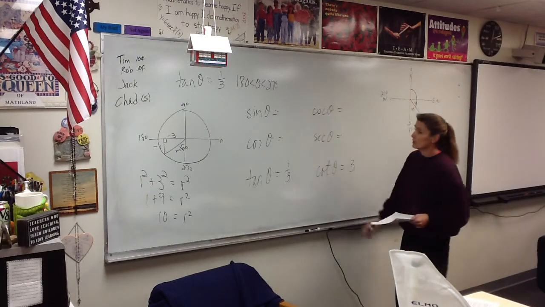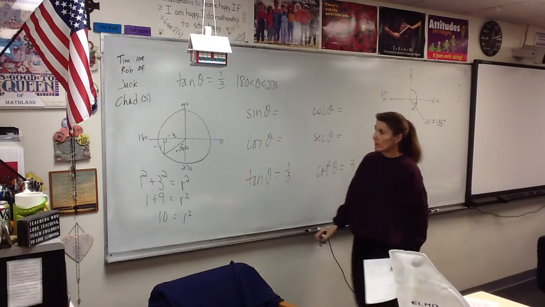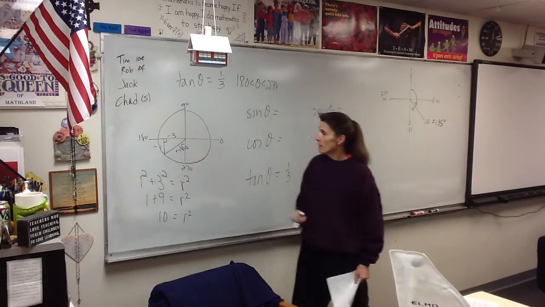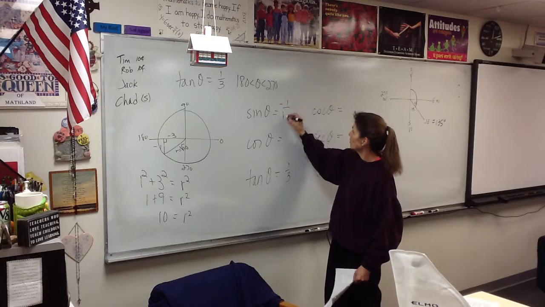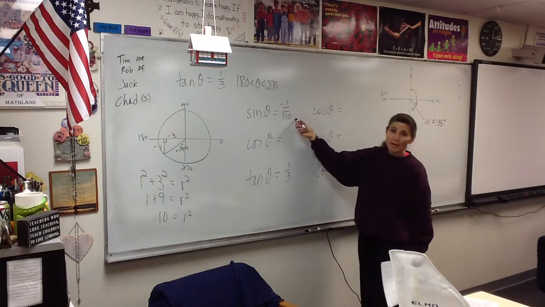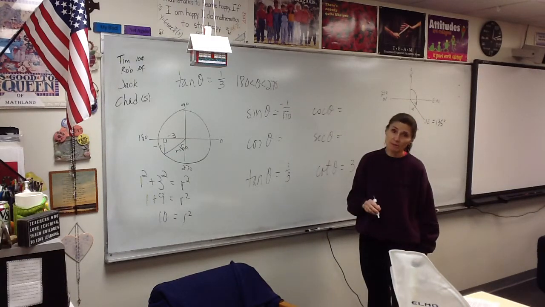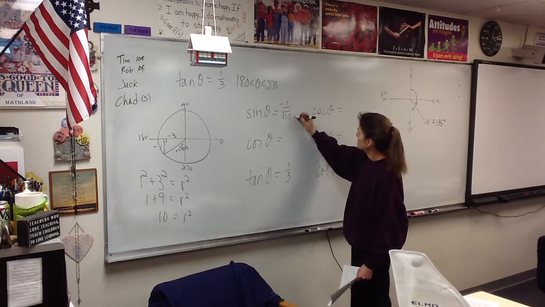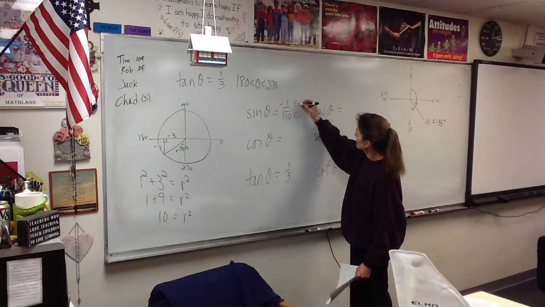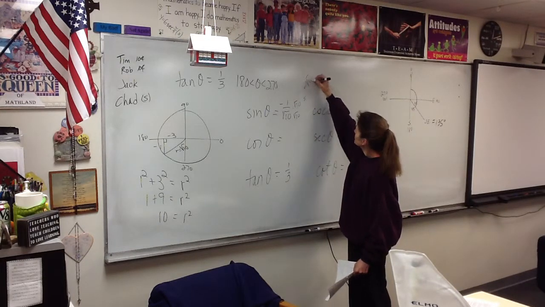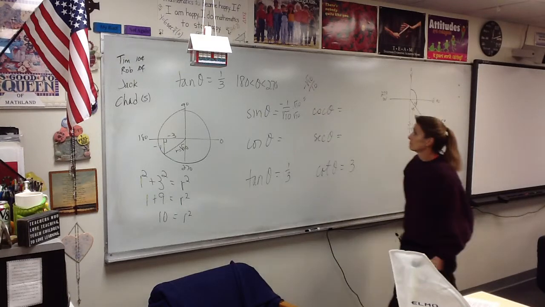All right, here we go. What's my sine? Well, sine is opposite over hypotenuse, so that's going to be -1 over √10. Now, we don't like that, do we? Because it's got a radical in the bottom. So we'll rationalize it. We'll multiply top and bottom by √10, and we get -√10 over 10.